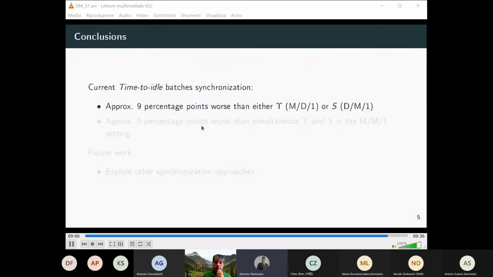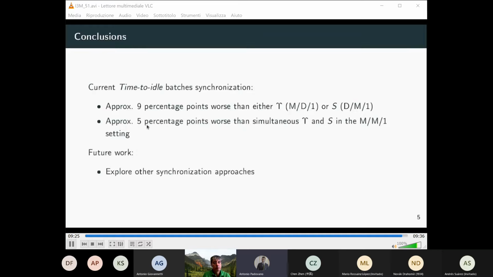We have seen how the time to idle control variate gets a good sample size reduction, but something like 9 percentage points lower than the simple control variate in the simple cases. This gap is smaller in the MM1 case, and this leads us to think that other synchronization approaches may close this gap. And that's all.